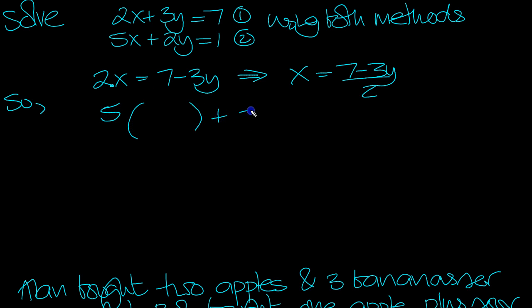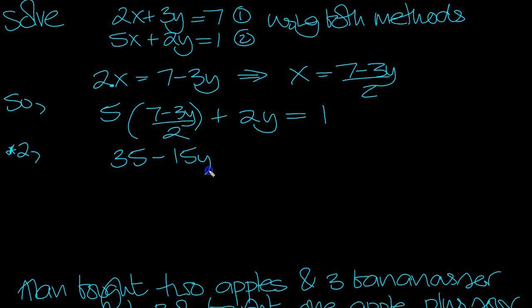5x plus 2y equals 1. The x value we can put in is 7 minus 3y over 2. Times everything by 2. So the 2's will then cancel and we'll get 5 lots of this, which is 35 minus 15y. 2 lots of this is 4y. And 2 lots of this is 2. Minus 15y, that's minus 11y.